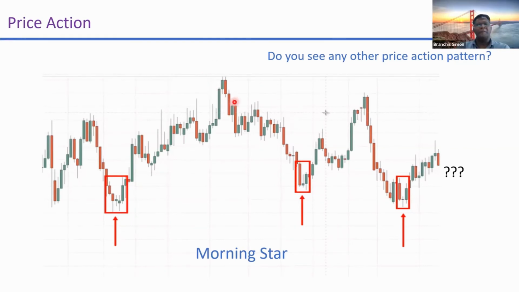How about this? That looks like tweezer top, right? Tweezer top, because the highest level, we are like testing the same point, right? And further, this bearish candle is like engulfing the previous body, right? So that tells you that with the tweezer top and the bearish engulfing, it gives you the higher confidence level so that you can trade, sell. So this is how you see.